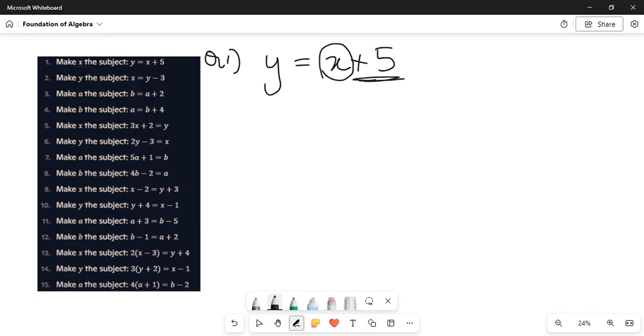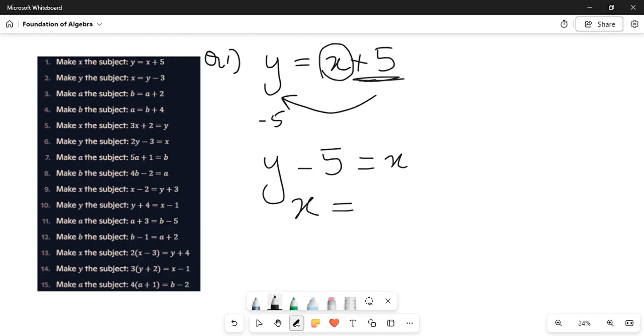So we can take this 5 to the other side of the equation, and as it's a rule, to change the sign when we move something to the other side of the equation, so it will become minus 5 and y minus 5 equals x. Now we've made x the subject. We can simply write x on one side of the equation and y minus 5 on the second side of the equation.